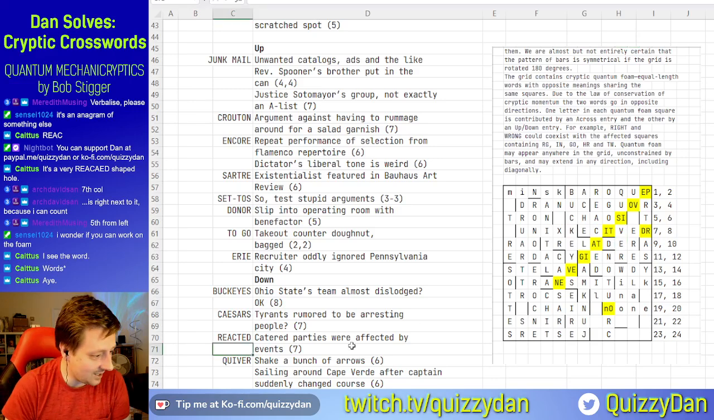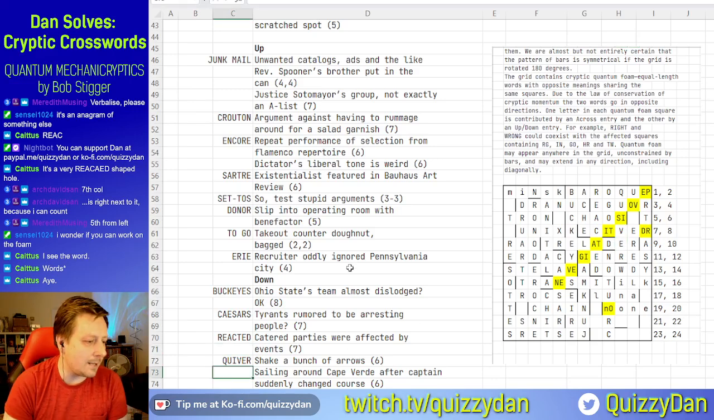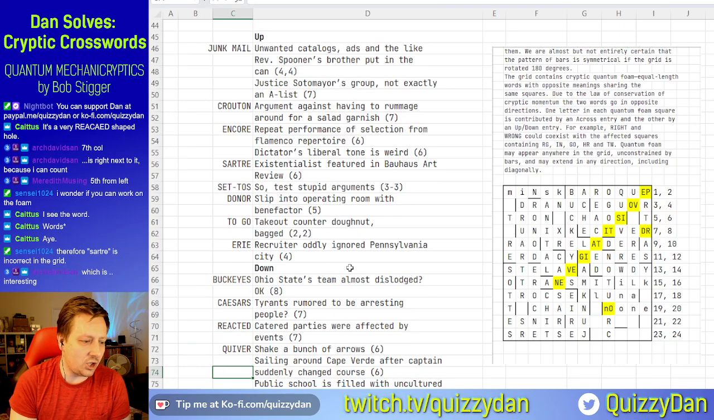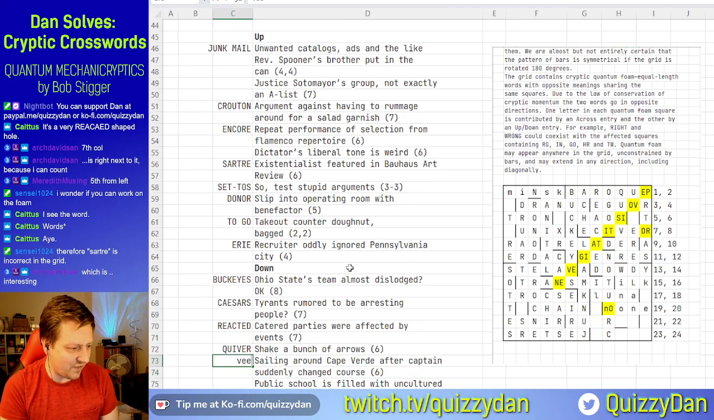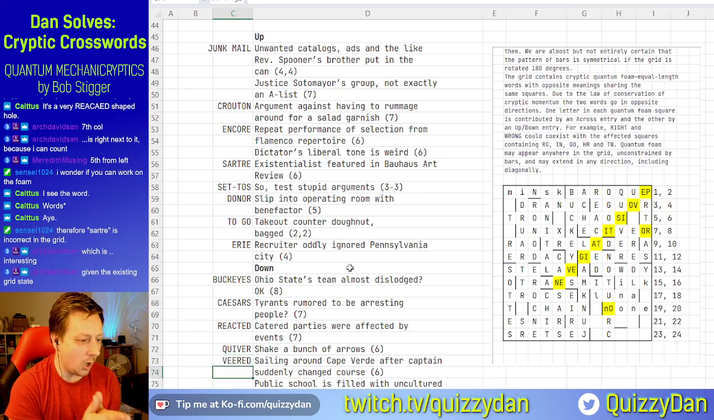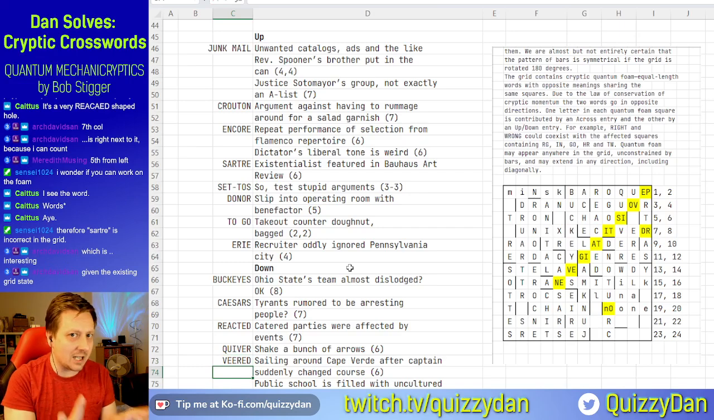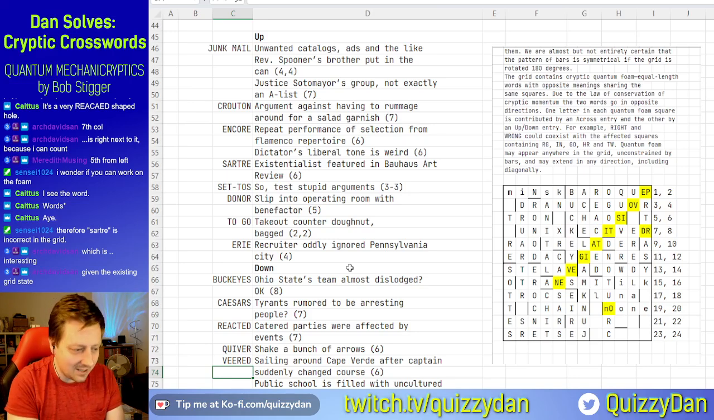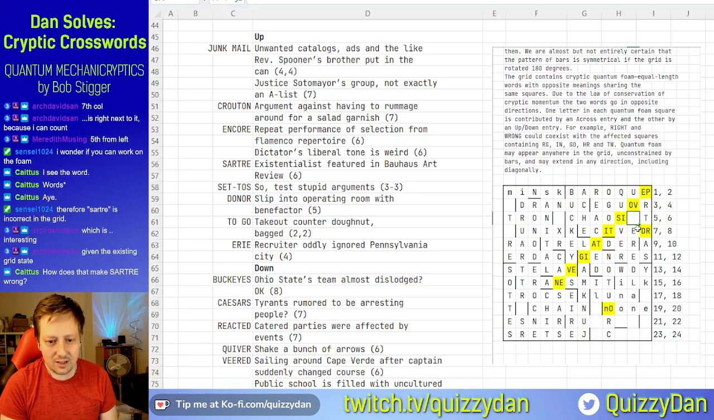Nice. Nice. Sailing around Cape Verde after captain suddenly changed course. So I'm assuming veered? Yeah, so anagram of Cape Verde, but everything after the captain, cap for captain. Take an anagram of E Verde, and you get veered for suddenly changed course. And that is going to go here. So we've got the first quantum foam.